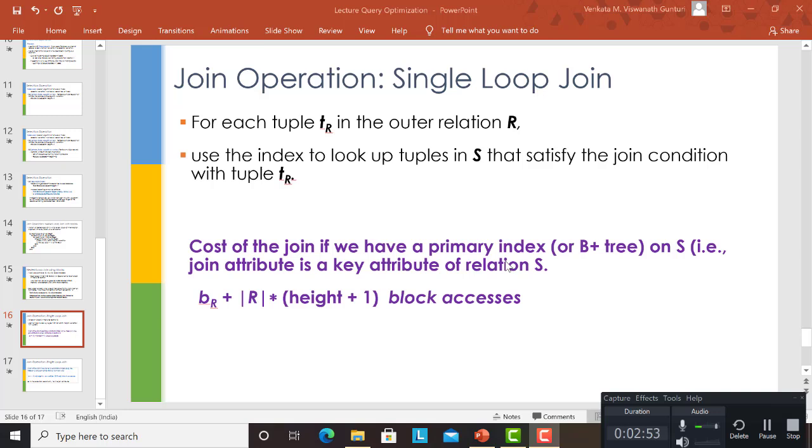Let's say you have the query select star from employee comma department, where employee dot DNO is equal to department dot department ID. And this department relation would be your relation S, and the department ID is a primary key, or a unique key in your department table, and the join condition you are using in this query is an equality.